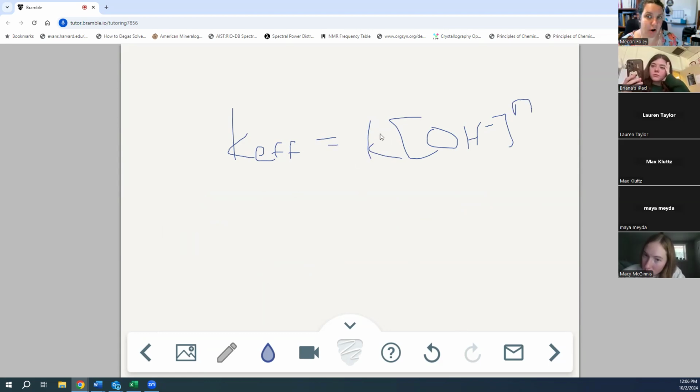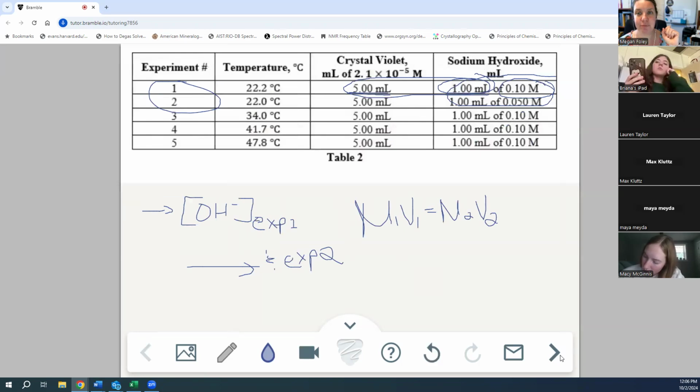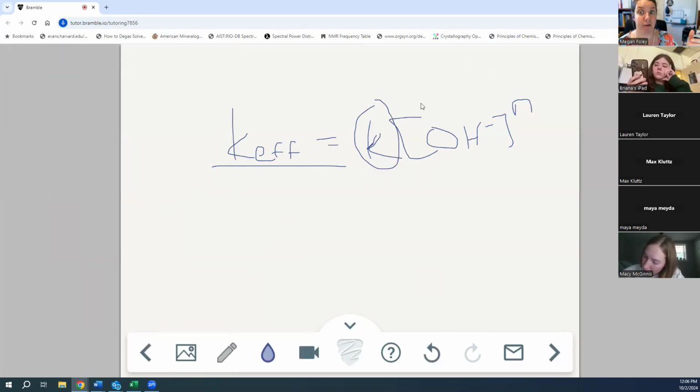Some things to note, our K effective does change with our different experiments because we're either changing concentration or changing time. However, our K value for experiments 1 and 2 are going to stay constant because the temperature stays constant. So using experiments 1 and 2, we are going to be able to find out our order with respect to sodium hydroxide.